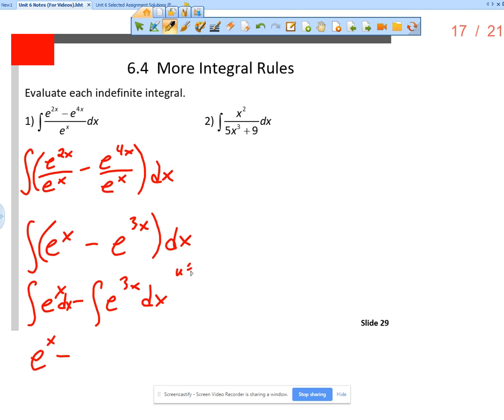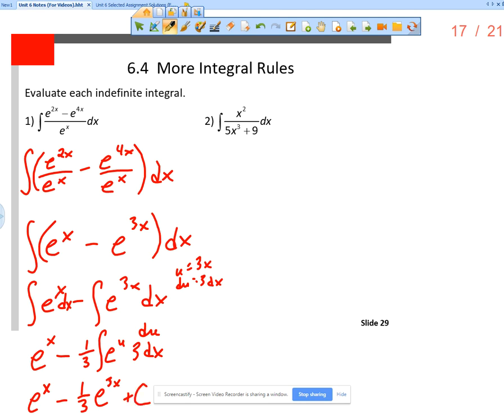I technically need u equal to 3x. So du is 3dx. So I have 1/3 integral of e to the u times 3dx, right? But remember, 3dx is du. So now I have e to the x minus 1/3. What is the integral of e to the u? It's e to the u. So e to the 3x, and then, of course, plus c.